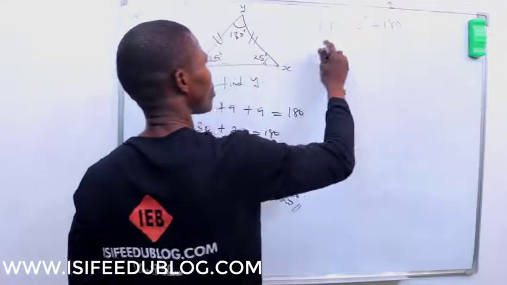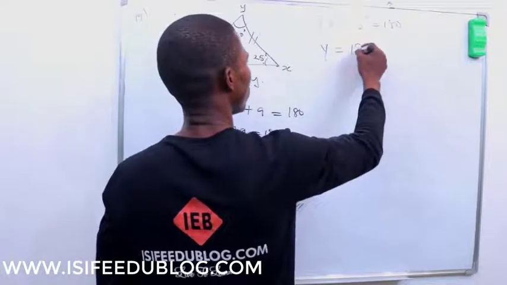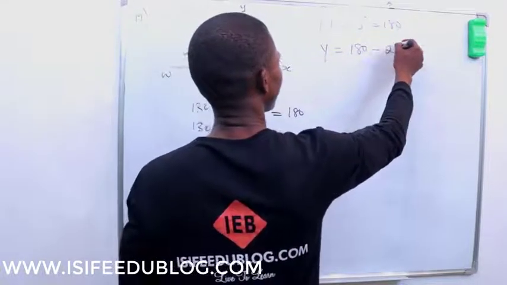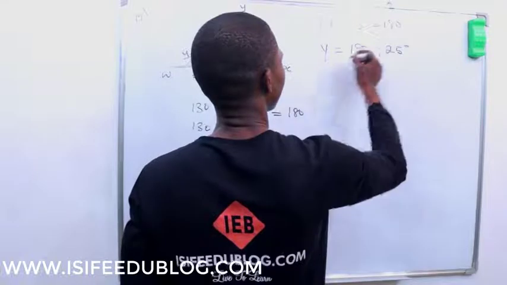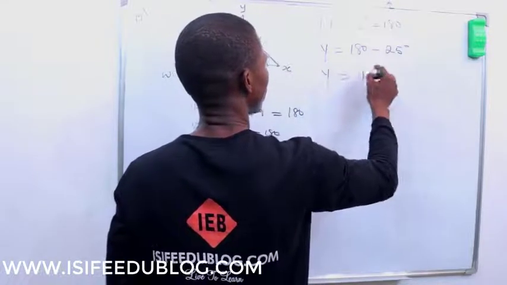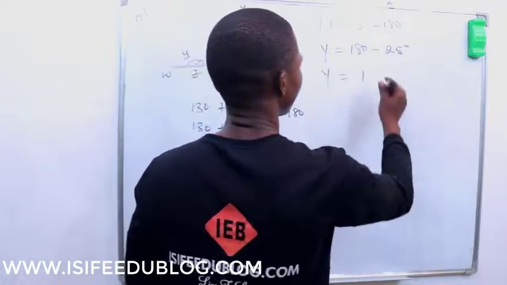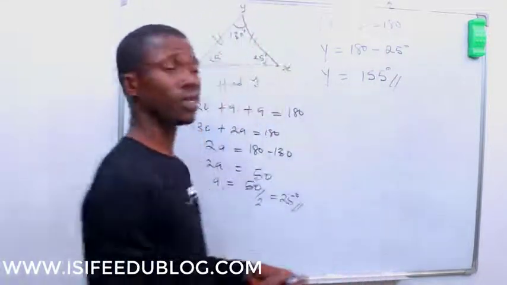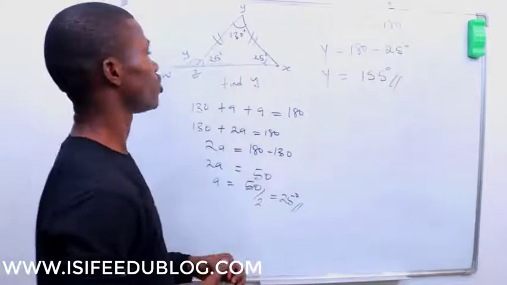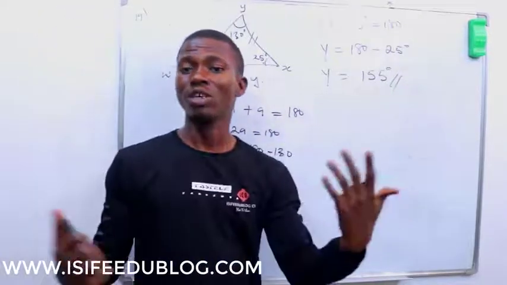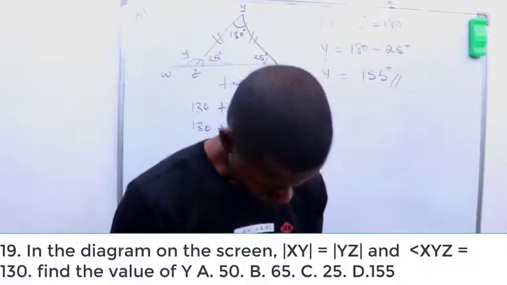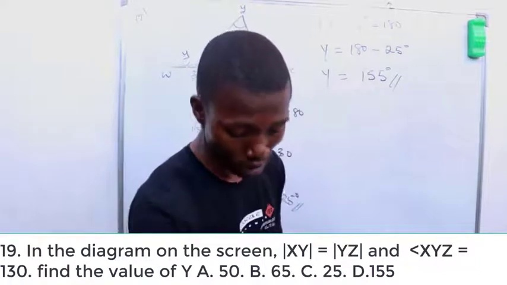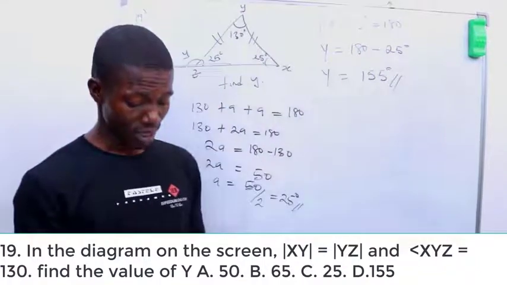So making Y the subject of the formula, Y now is equal to 180 minus 25. So Y is now equal to 180 minus 25, which is 155 degrees. Okay, so let's go to our options and check where Y is 155. So our correct answer here is option number D.